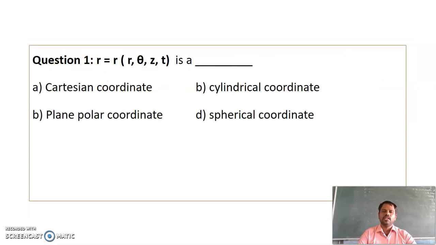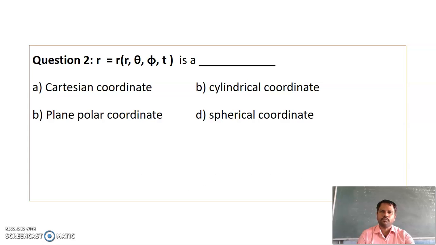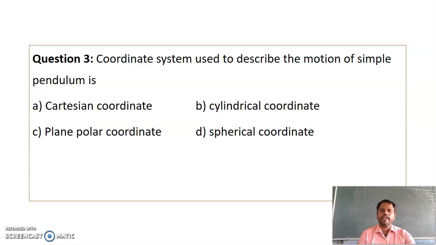Now let's have a small MCQ session. Question number 1. R is a function of r, theta, z. Which type of coordinate system is it? It is the cylindrical coordinate system. Question number 2. R is a function of r, theta, phi and t, which is a spherical coordinate system. So the answer is D. The coordinate system used to describe the motion of a simple pendulum is, generally, plane polar coordinates.